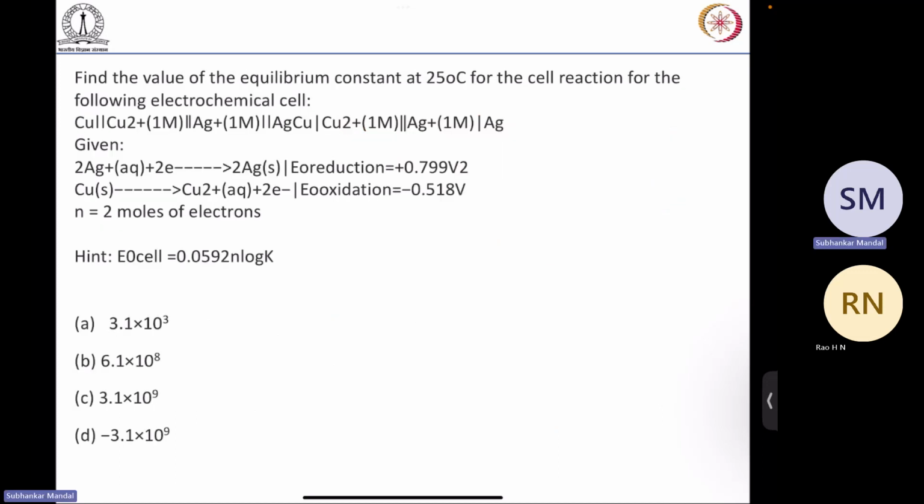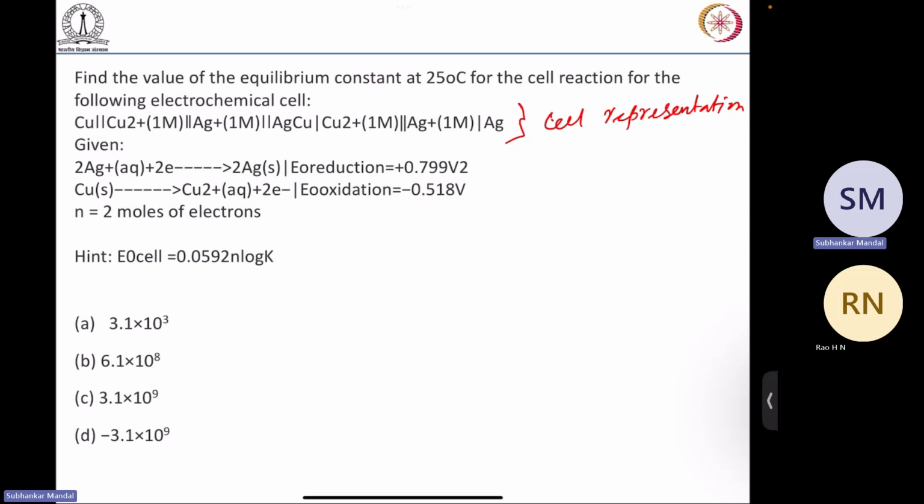So the next question is, find the value of the equilibrium constant at 25 degrees Celsius for the cell reaction of the following electrochemical cell. They have given an electrochemical cell, and these things I think are not mentioned. This is the cell representation. Okay, so basically in the electrochemical cell, what is happening can be written in this way.